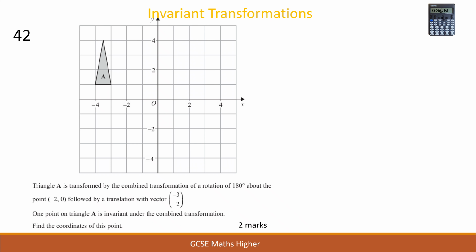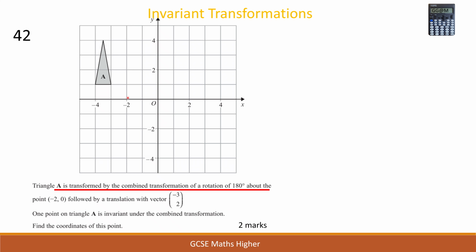Here's a question on invariant transformations. So read through the key bits of information, copy out the diagram for me, press pause while you copy out the diagram, and then have a go at working out the answer, then press play when you've got an answer. Fantastic. So you're told you've got triangle A and it's transformed by a combination of transformations of a rotation of 180 degrees about the point -2, 0.